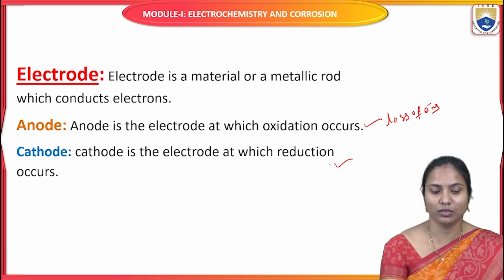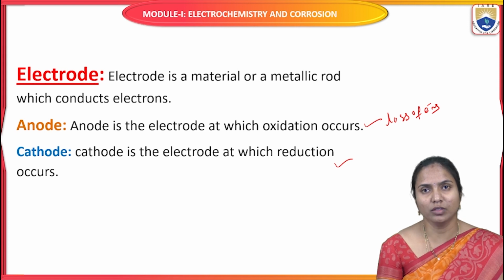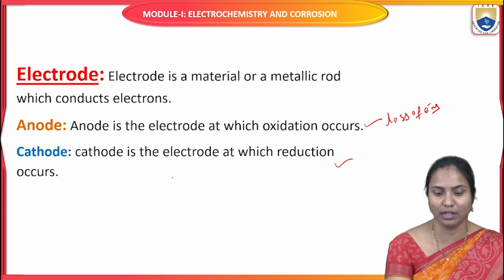Now coming to the cathode. The cathode is also an electrode, at which reduction reactions take place. Reduction means gain of electrons.